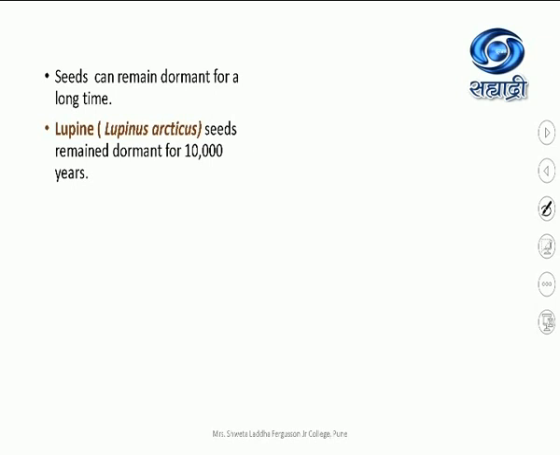Now seeds can remain dormant for a long time. It may happen that the seeds are not germinating for many years. Yeah, it is possible. One example given in our textbook is lupine, Lupinus arcticus.